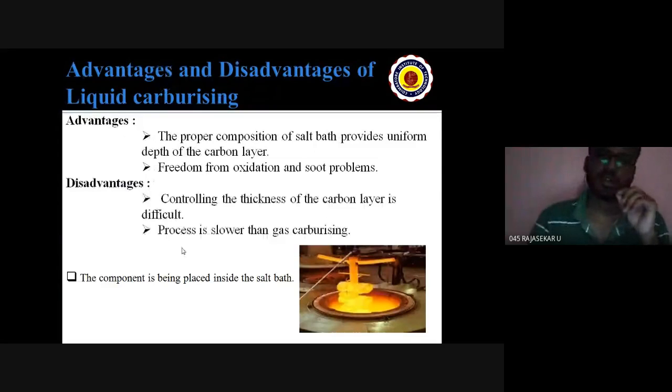The advantage is that the proper composition of salt bath provides uniform depth of the carbon layer and freedom from oxidation and soot problems, because we are not exposing it to the environment. Hence, the oxidation problem will be controlled. Then the disadvantage is that controlling the thickness of the layer, that is preparing the proper composition itself, is a difficult task. The process is faster than solid carburizing, but a little bit slower than the gas carburizing process. And the picture below shows a component being taken out from a molten bath, that is the salt bath. The next comes gas carburizing.